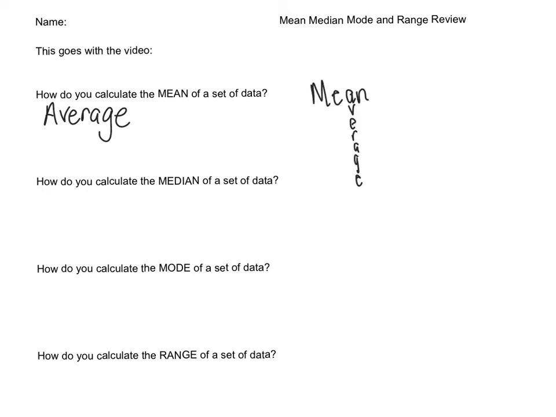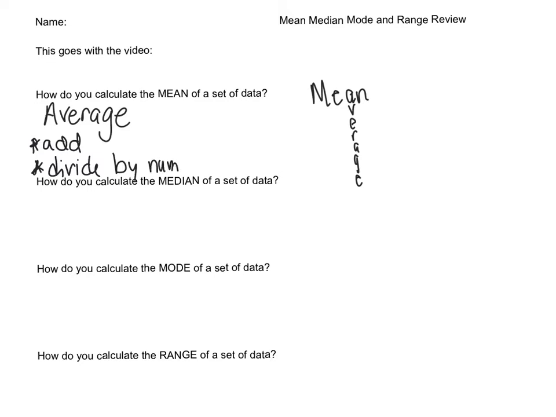So I kind of remember this little picture here. To remember the mean is the average, I build the word average off of the A in the word mean. And to find the average, you will do two things. You're going to add all the numbers together and then divide by the number of numbers.